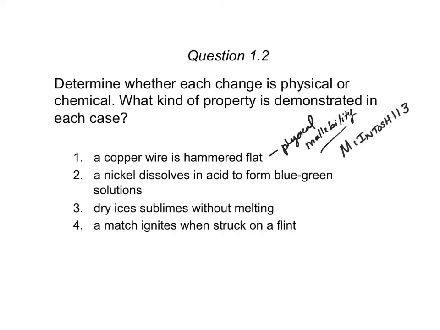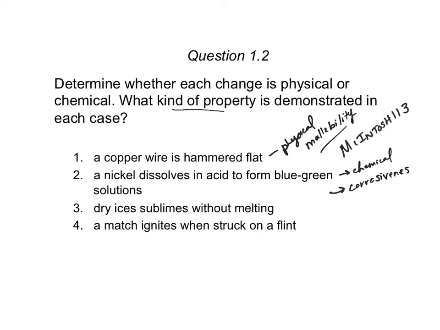All right, so what about nickel dissolving in acid? Is this physical or chemical? This is chemical. Again, we use the color change, because it turns blue-green, to denote that there is a chemical change occurring. And what would this be as the actual property? This is corrosiveness. Again, what I'm referring to is this last section: what type of property is demonstrated in each case? The first one was malleability. The second one is corrosiveness of the acid.